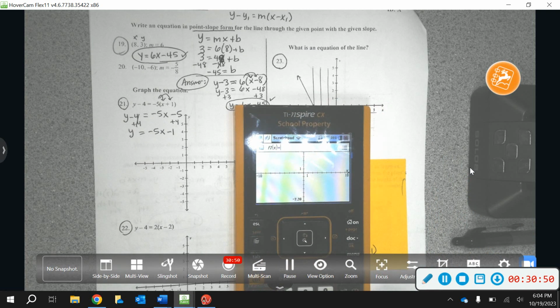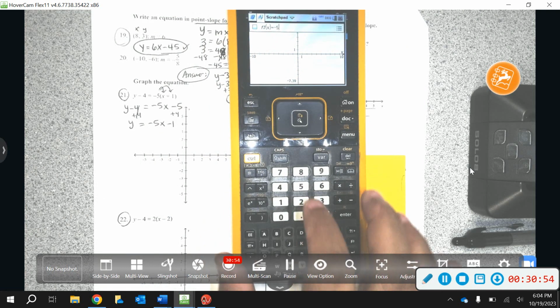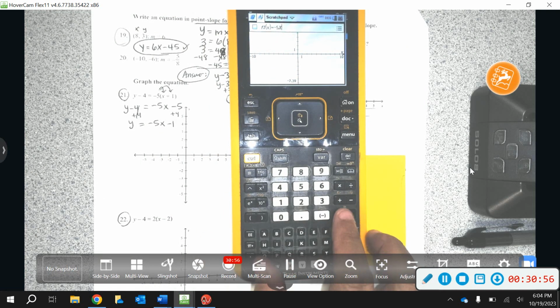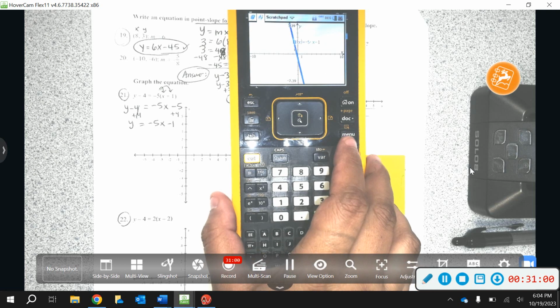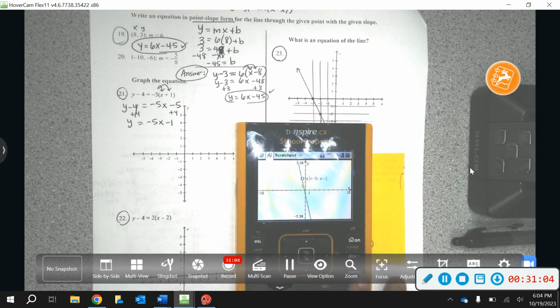Negative. I'm going to press this white button first right here, negative 5, then press X down here, and then minus 1. I'm going to go ahead and press enter. And there's my line. Okay?